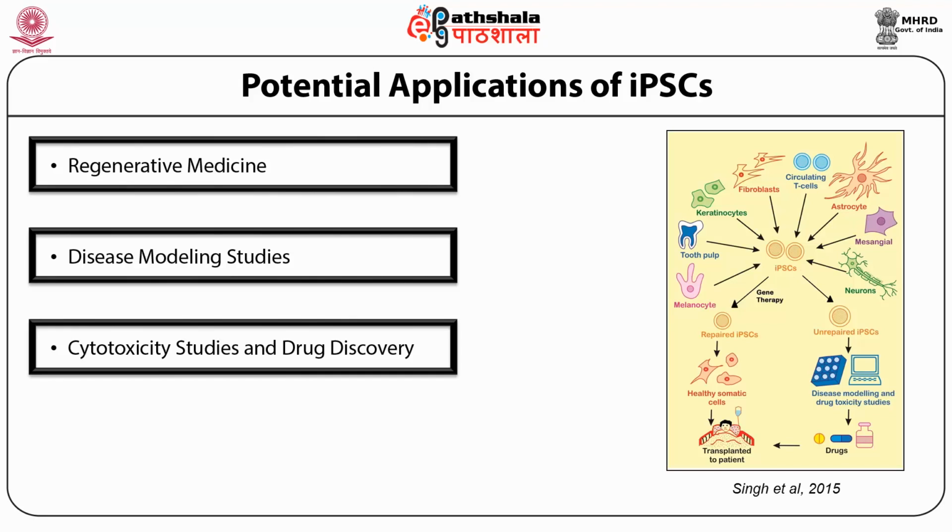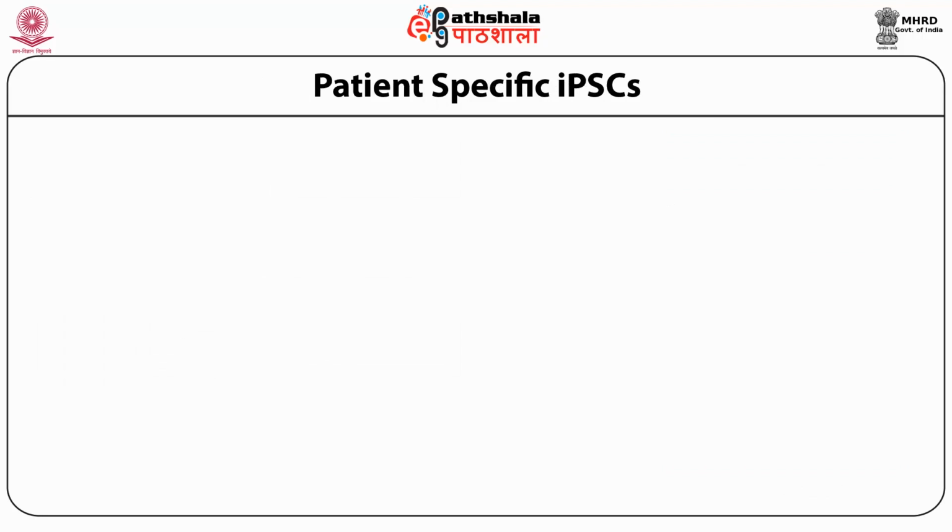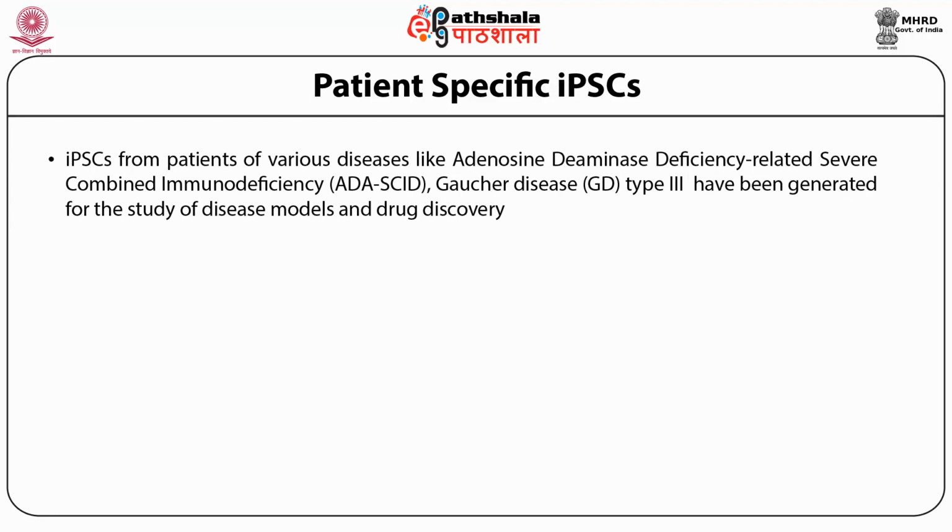And finally, if we derive these stem cells from patients and do not repair the defect, these unrepaired induced pluripotent stem cells can be used for disease modeling, to study the mechanism or pathogenesis of diseases, and they can also be used for drug toxicity analysis. Now, patient-specific iPSCs, as I told you, are generated from patients who are suffering from some specific diseases.